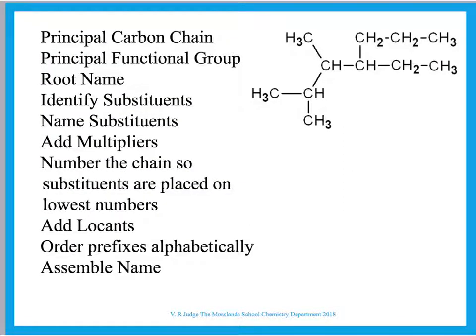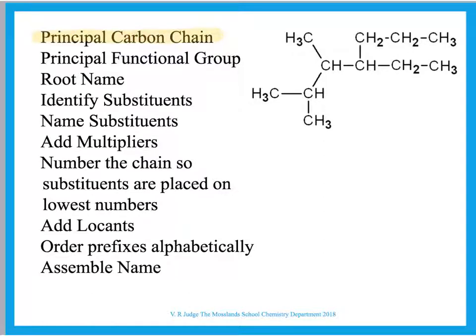Okay, so here's our list of things that we need to do, a little checklist. So we've got a compound over here that we're going to name using the system, and down the side we have got a checklist of different things that I'm going to do in this order to help me to name this compound. Okay, so in this first example, first thing we need to find is the principal carbon chain.